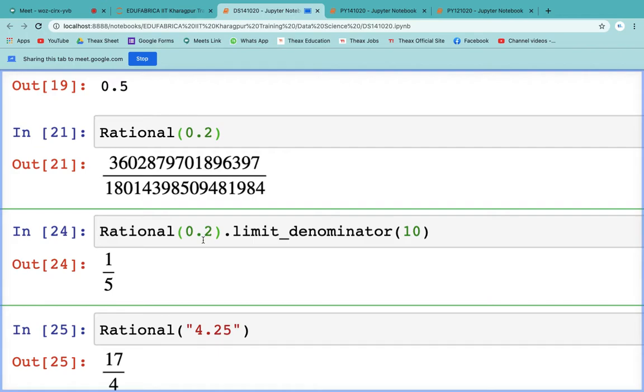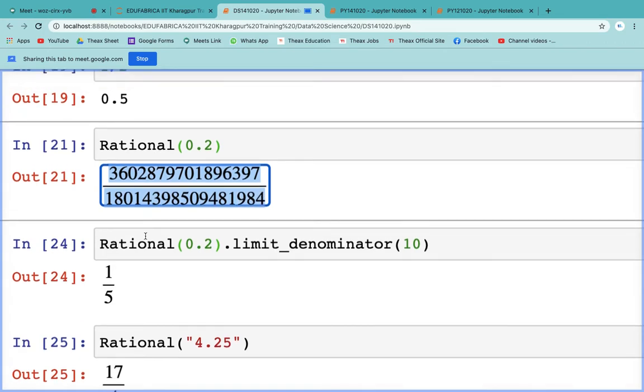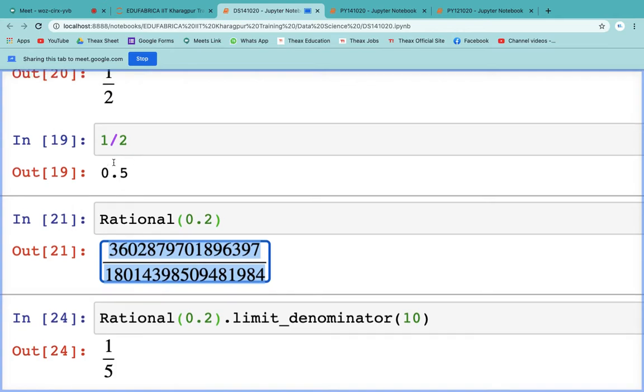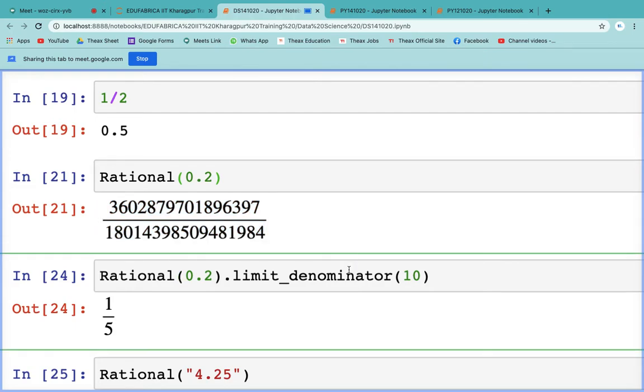So when you get a binary representation, you will only get these results in that case. Otherwise, you will always get the results accordingly in rational. If you get a binary representation, we call it a BR in short form. If you get a BR, then you have to write a limit denominator. That is why we use that for BRs. Alright, thanks.